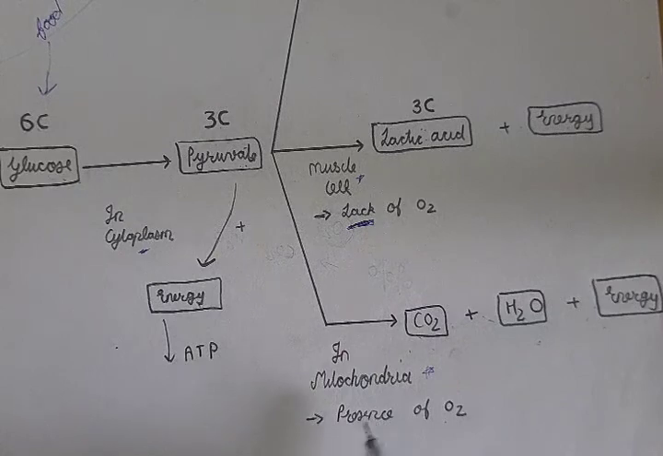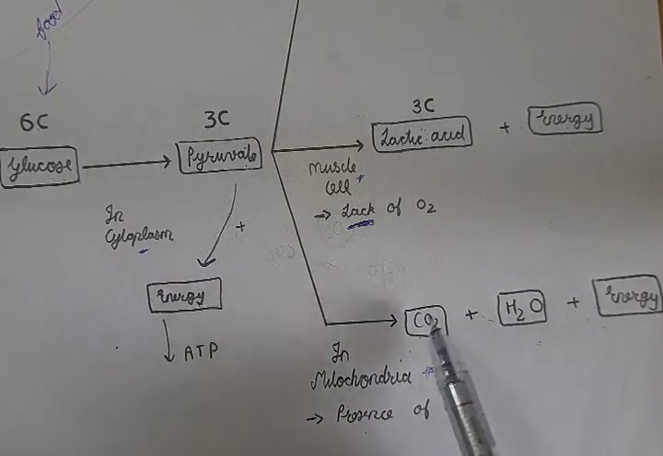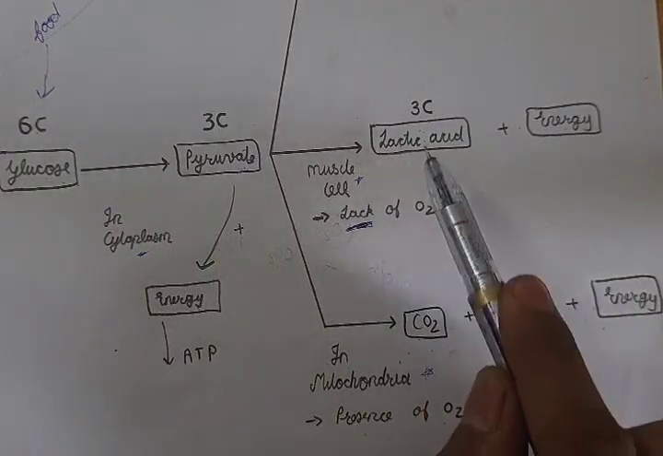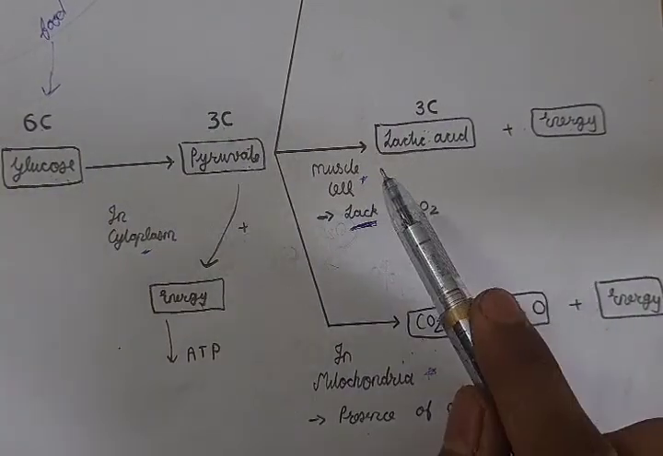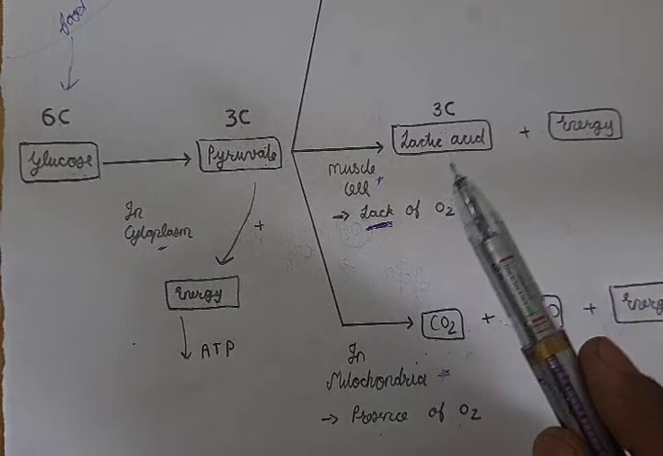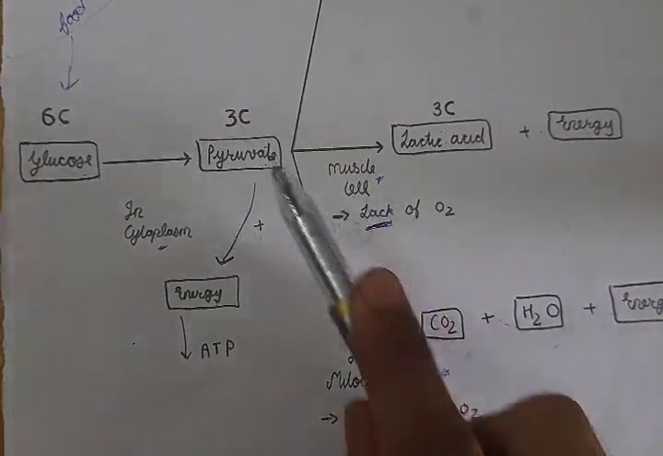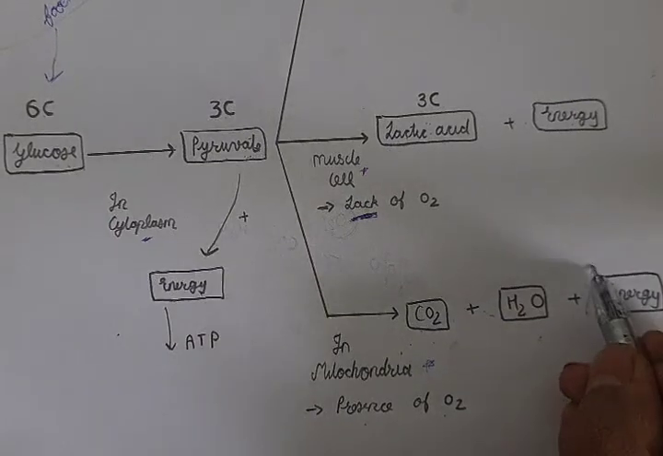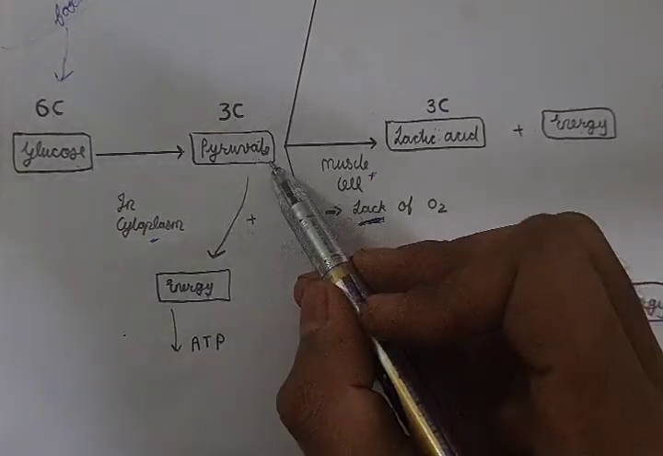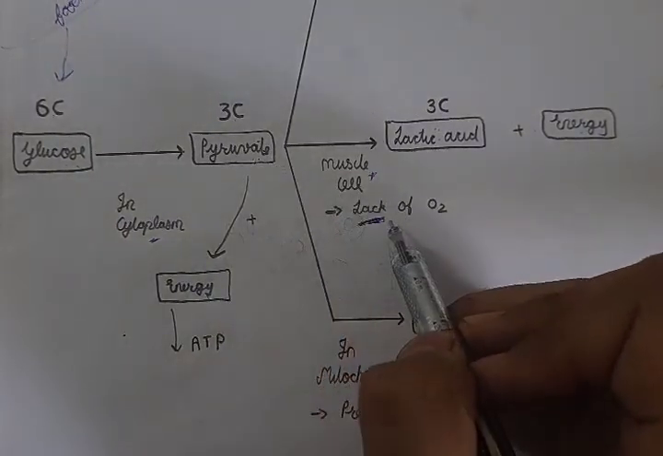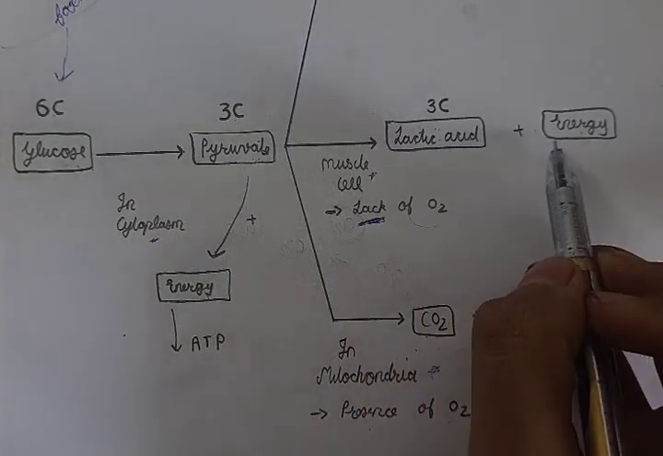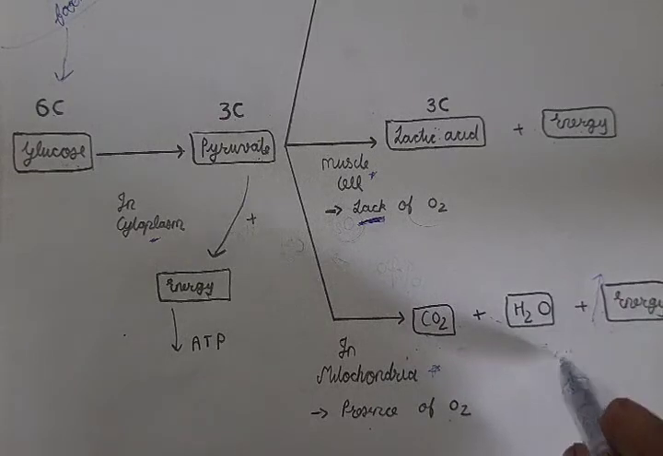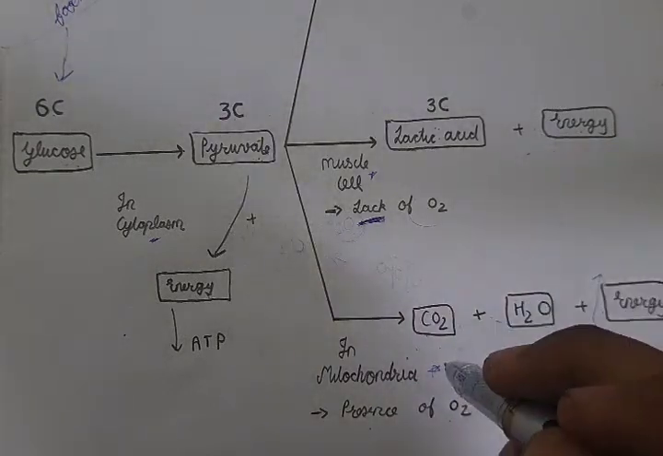Here, with full oxygen present, they made carbon dioxide and water. Here, in lack of oxygen, they make lactic acid. Now one thing you need to realize is that when pyruvate is fully broken down, more energy is released, and when pyruvate is not broken down in the presence of full oxygen, less energy is released. So in this process more energy will be released, in this process less energy will be released.